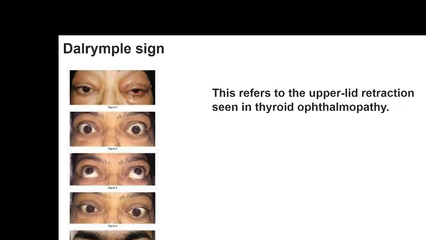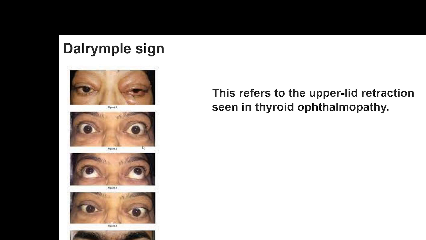Then Dalrymple sign is when the patient is asked to open the eyes, the upper lid is not able to contract fully, the upper lid becomes retracted more, and it could be of any degree. The upper lid could be completely retracted or it could be mild, which is usually suggestive of a thyroid pathology. Of course, that part is not the point now.